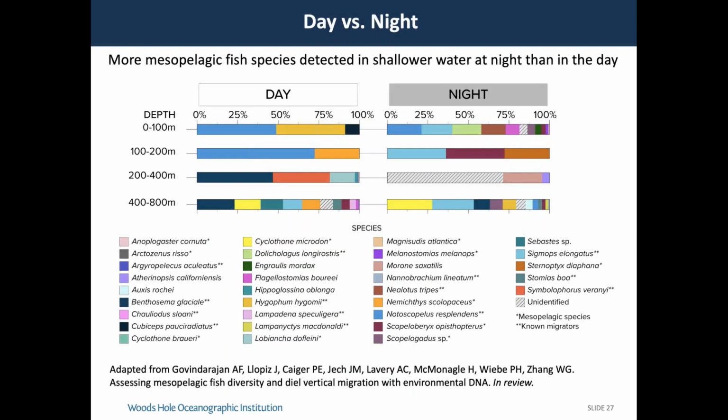When we look at what species are found in what depth category, we see that for samples taken at night in the shallowest depth category, 0 to 100 meters, there's a lot greater diversity than for samples taken in the day. And that's consistent with what we'd expect for diel vertical migration. So I think we're being able to detect who these migrating species are.